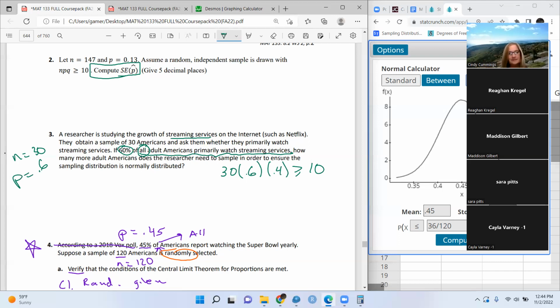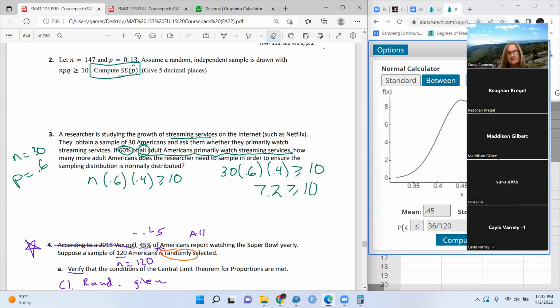We're being told that this fails. So that's 7.2. Okay. So what we can do then is say, all right, let's ignore the 30 for a second and let's write an equation: n times p times q. And let's solve for n.